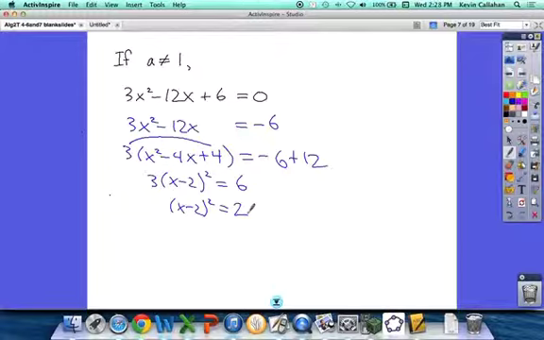Yes? What about it? Do you see where we got the 4? Do you see why we added 12 and not 4? Then how did I go from here to here? What two numbers have a product of 4 and a sum of negative 4? Minus 2, minus 2. So this becomes this. And then divide both sides by 3 because there's a 3 here. 6 divided by 3 is 2.